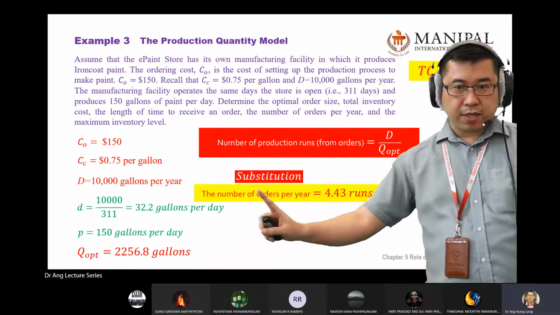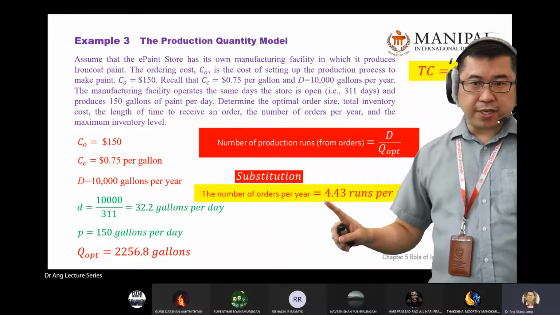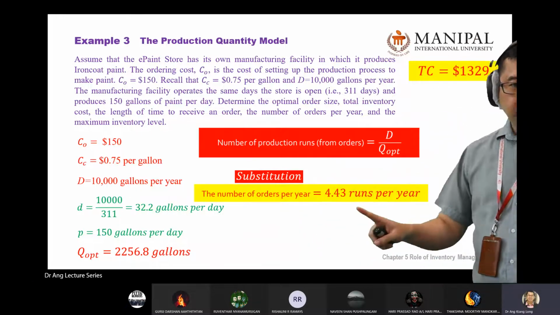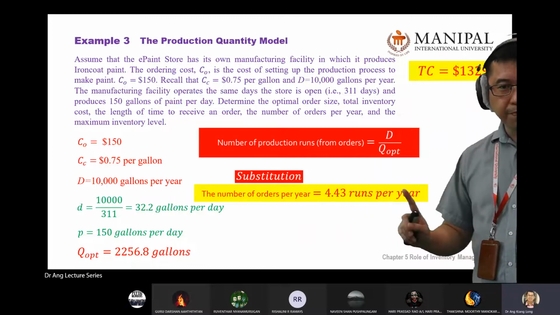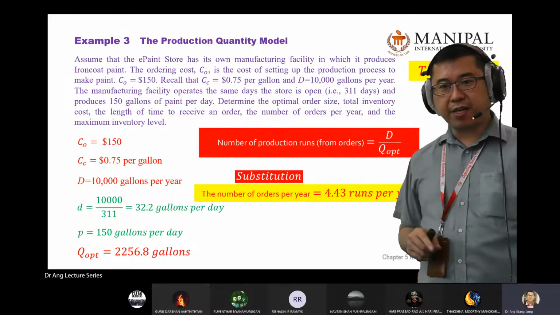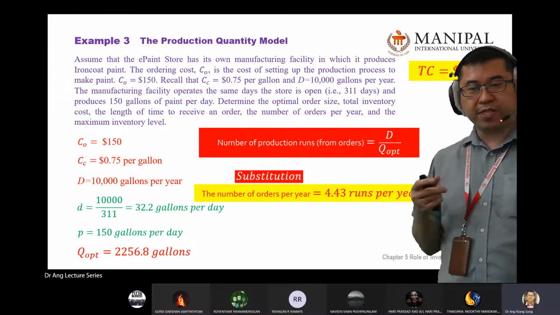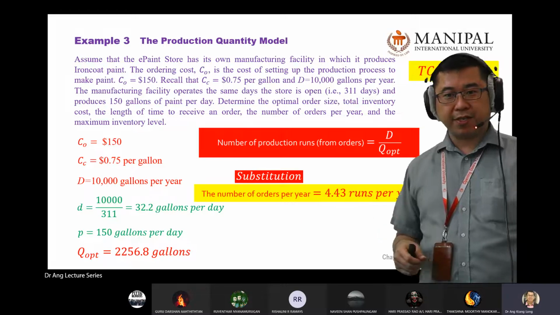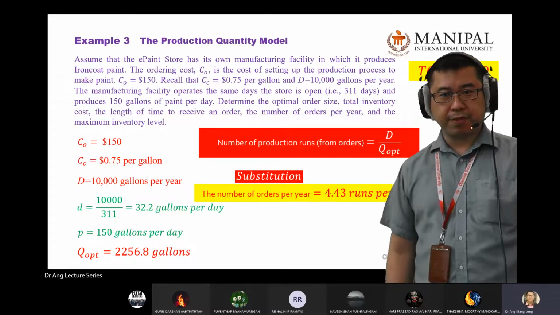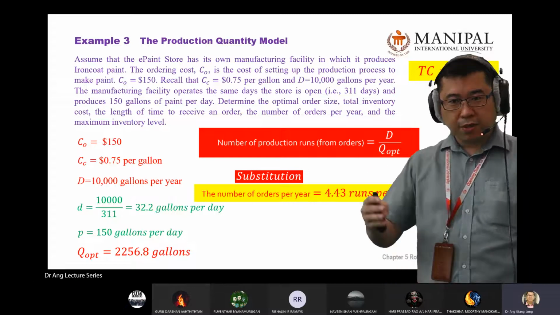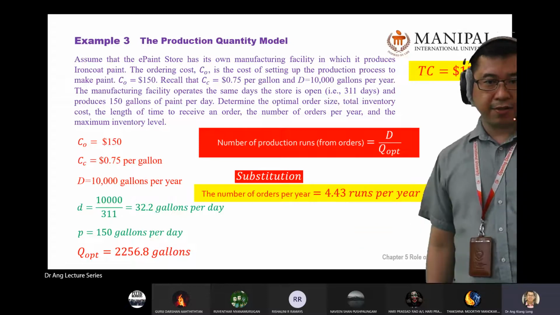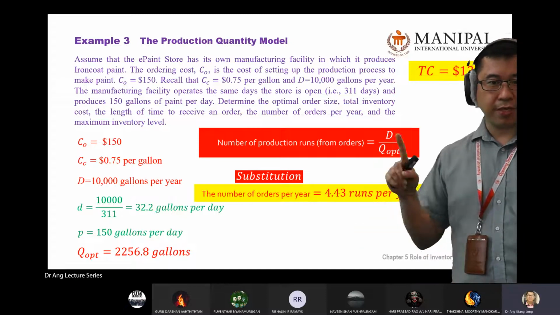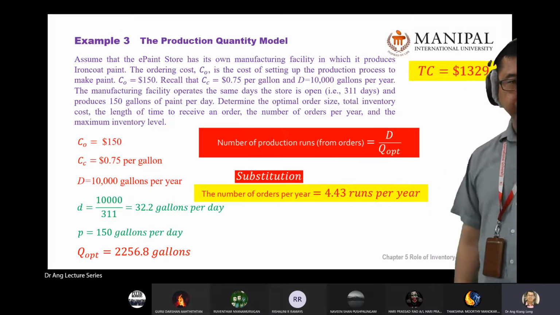So the number of orders per year, meaning your production runs, you need to issue 4.43 times or runs per year. Meaning in 1 year, your production floor will receive about 4.43 orders from you. It's about 4.5 times, so over 4.3 runs for 1 year of demand. Okay, that is how you calculate.